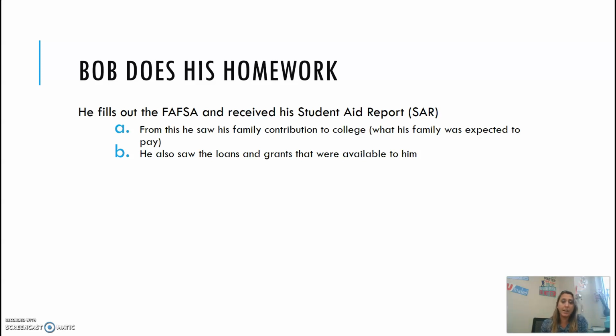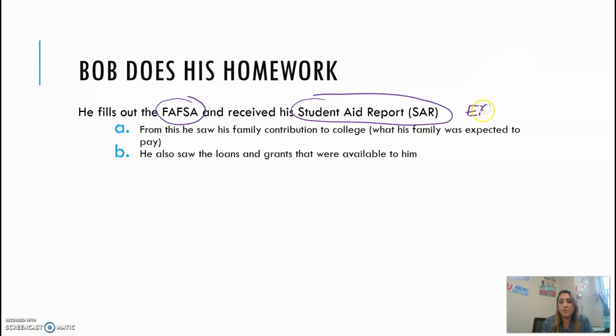So if I were to write on here, I would put, let's see. You need to know what this is, what this is, and then we're going to put EFC. Okay, and then the difference between a loan and a grant.